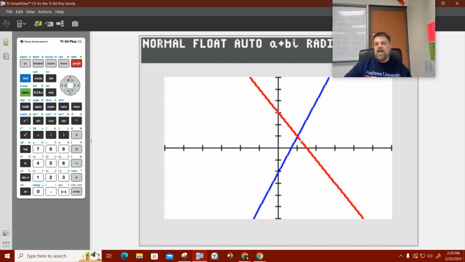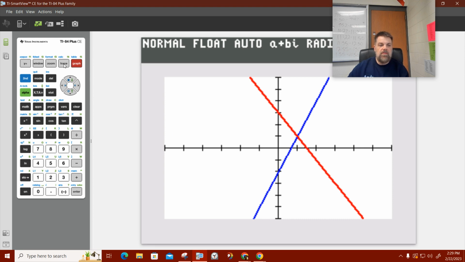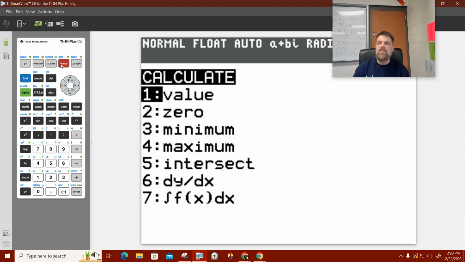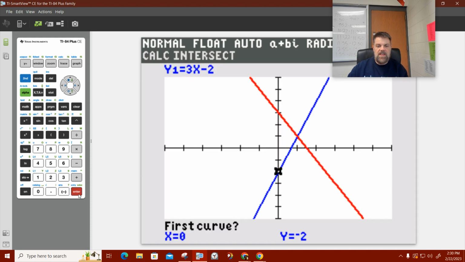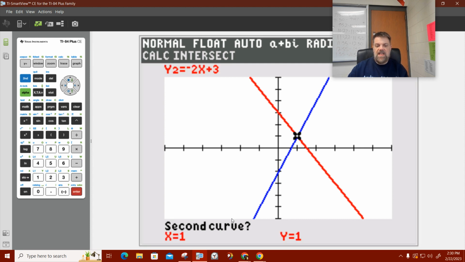So this is the graph. How can I verify that that is true? Let's go to second, trace. That's the calculate menu. What do you think I'm going to choose? Intersect. So I'm going to scroll down to where it says intersect in the calculate menu. I'm going to hit enter. Now it says first curve. What they're telling me to do is get that cross as close as I can to the intersection. Then it says second curve.